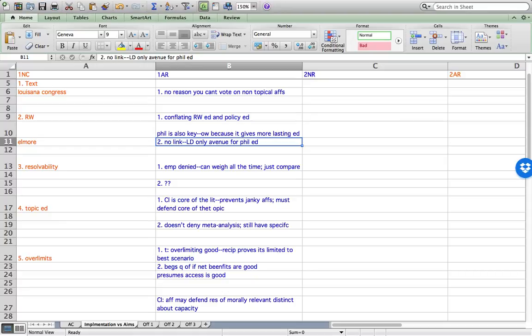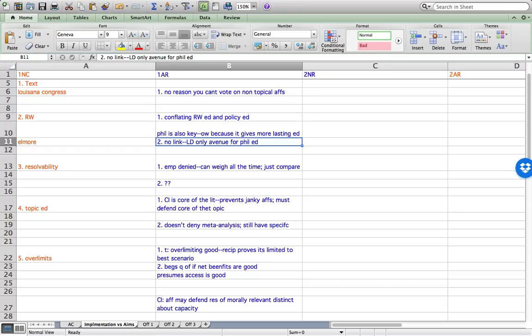Like, on real-world education, I would say, first, you conflate real-world and policy education. You have another activity in which you can get your policy education. Additionally, you can get policy education in the real world by becoming a policymaker. It's not like every policymaker relied on LD debate to become a good policymaker. Second argument here is that philosophical education is probably more important than real-world policy education because you can get your policy education later, but this is a unique forum in which we can actually discuss the arguments.